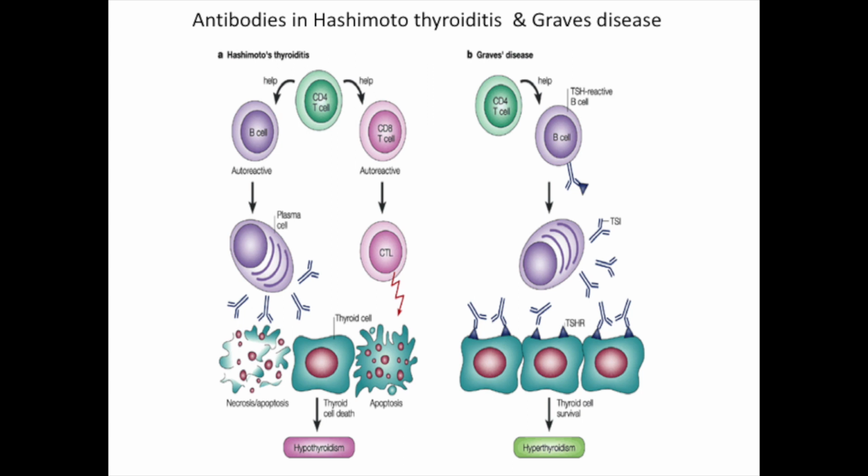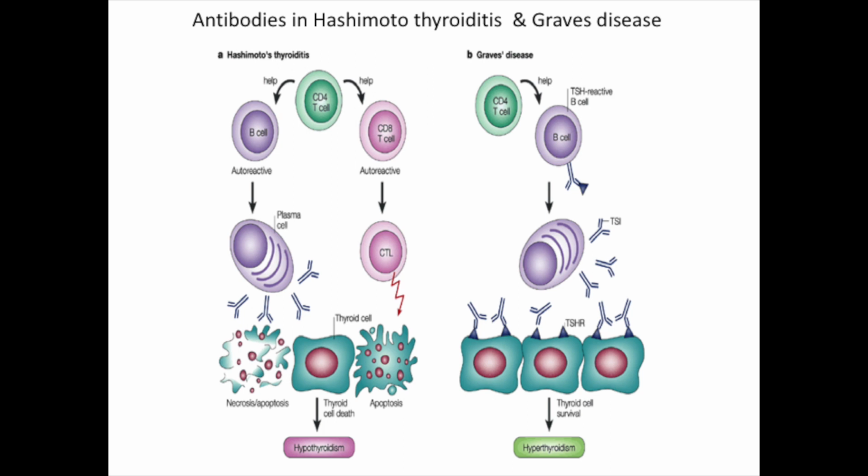These antibodies will trigger inflammation in the gland, causing necrosis, apoptosis, and cell death of thyroid cells. So it will end up with hypothyroidism. On the right hand side, it explains the pathology and the development of Graves' disease.